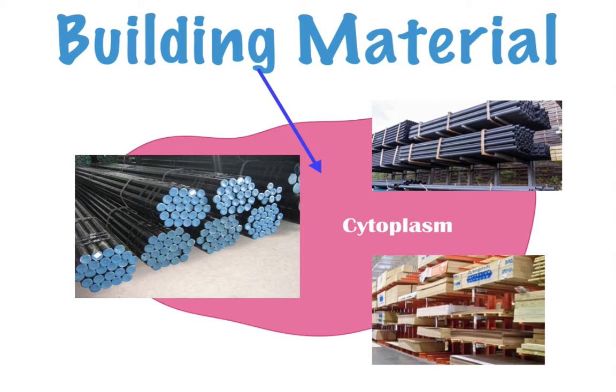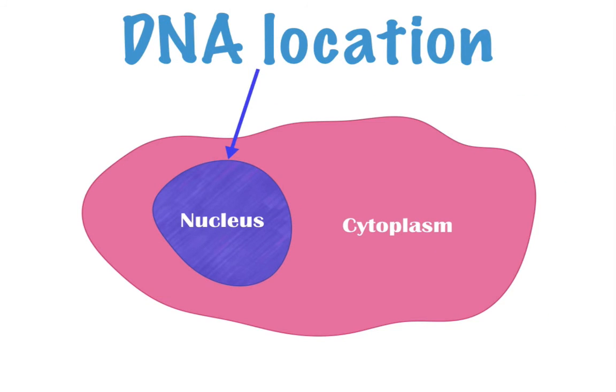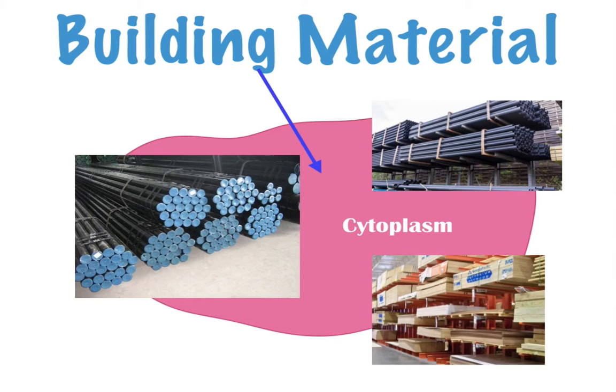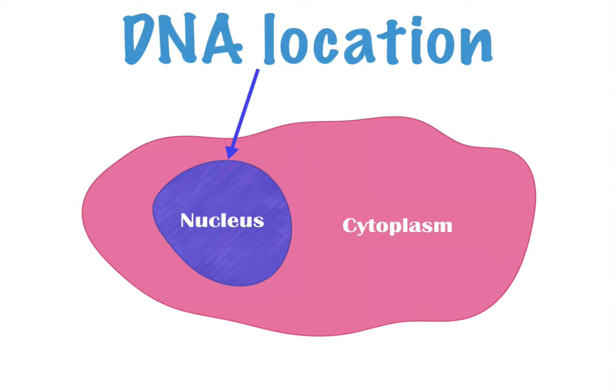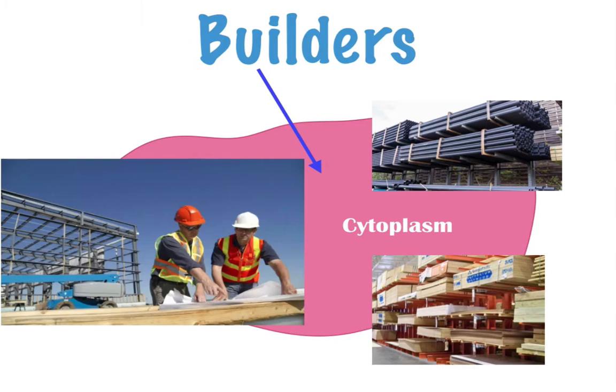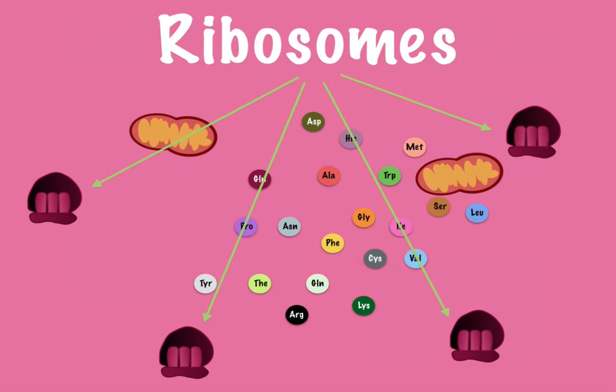So there's a bit of a problem because the instructions, again, are here in the nucleus and the building material on the outside. Okay, and yet our DNA cannot leave the nucleus. It's too large of a molecule to leave. It's in the protective confines wrapped around your chromosomes. Okay, and also our builders, which is going to be our ribosomes. Okay, so you guys remember ribosomes from the study of the cell?